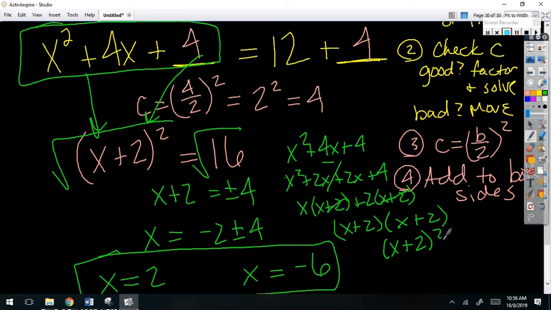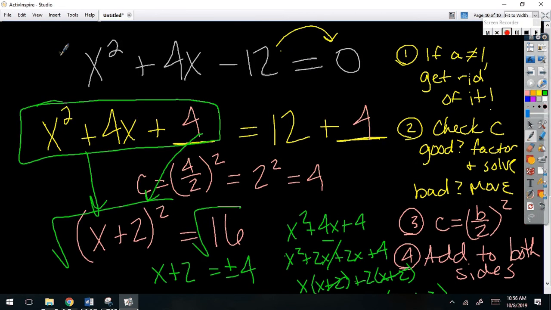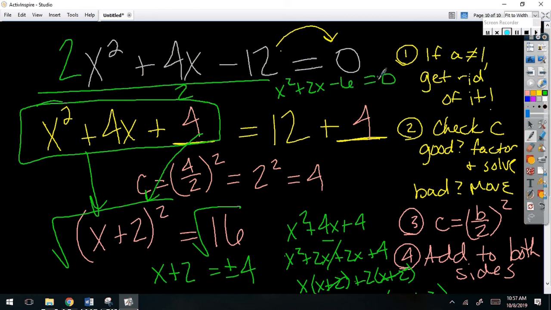Yes, but you're going to have to recognize perfect square trinomials. It's a pattern you really, really need to memorize so you understand complete the square. How did you get rid of the A? You said if it doesn't equal 1. We didn't have an A to start with on this one. We'll do one that does have an A in just a second. If there was a 2 in front here, we would divide everything by 2, and my equation would become x squared plus 2x minus 6 equals 0, and then I'd complete the square from there.